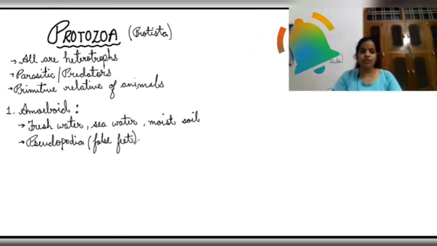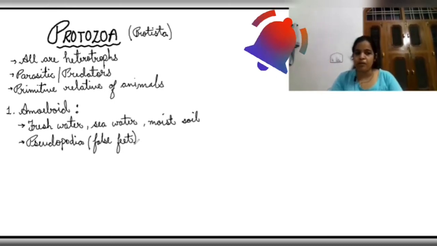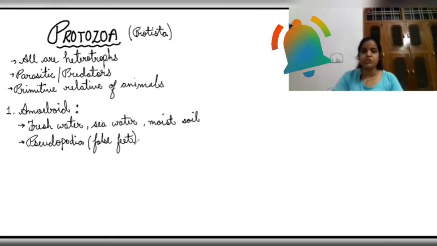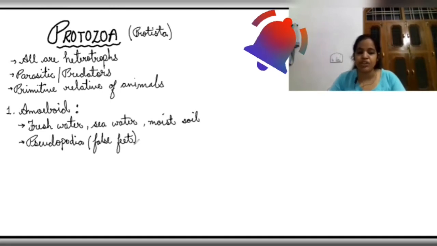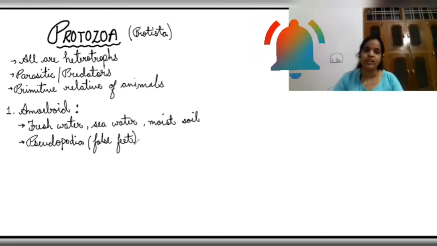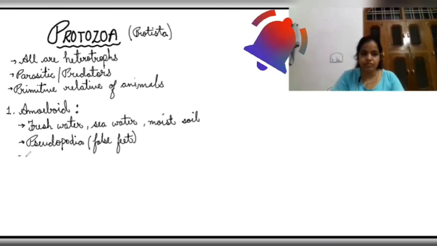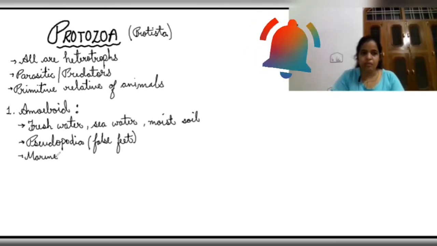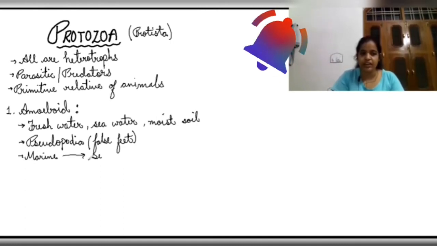Clear? Now, these marine forms, means those amoeboid protozoans which are found in the marine habitat, have silica depositions or silica shells on their surface. So next point, marine members will have what? They will have a silica shell.